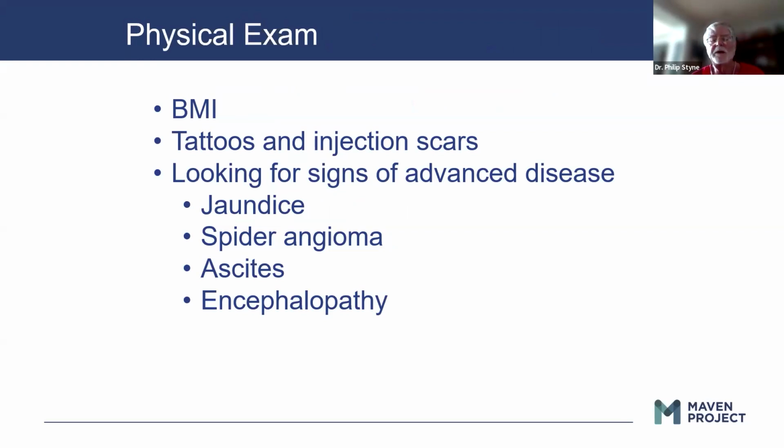Physical exam: BMI, again, we're talking about our steatotic liver disease epidemic; tattoos and injection scars; signs of advanced liver disease: jaundice, spider angioma, ascites, encephalopathy, asterixis I didn't mention. And next slide.